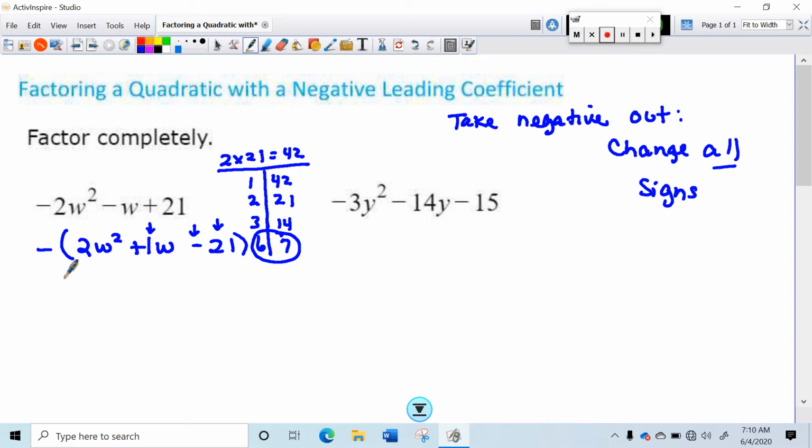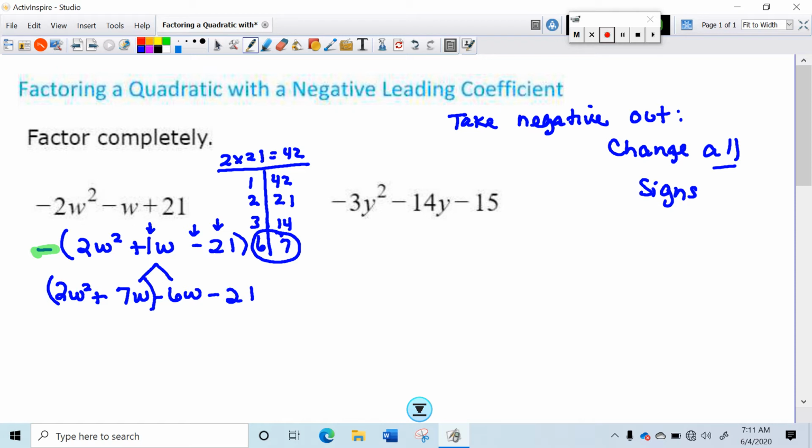So I bring down my first term, and this negative here, I'm just going to highlight it for now so that I remember to bring it down later, because that's going to go in front of our final answer. Okay, so bring down the first term, 2w squared, bring down the sign after it. The combination that works, you want to use the biggest number first and put your letter with that. So here's what you have. You have a 7w, but you want a 1w. So you have to take 6 w's away, because these two in the middle have to add up to the one above it. And then you bring down your last term, which is a negative 21.